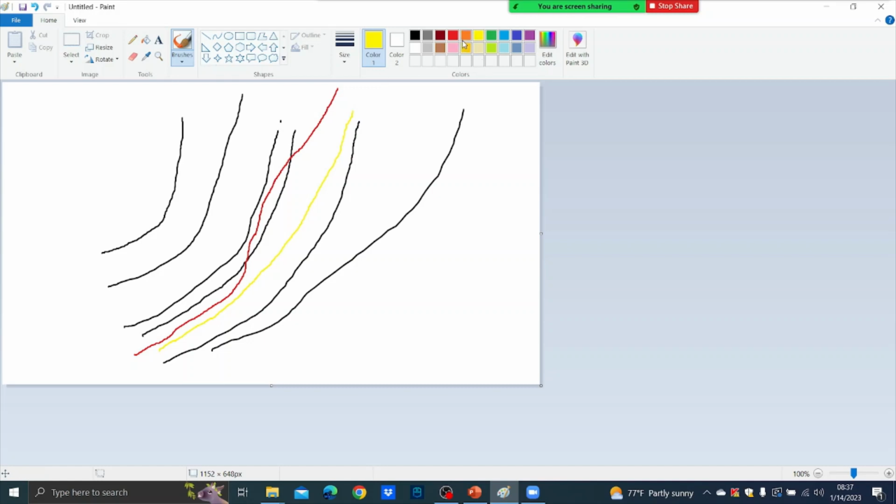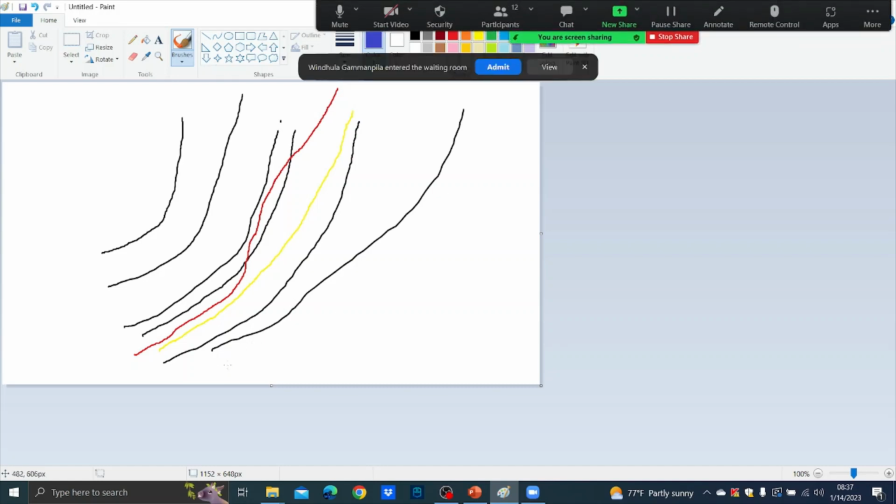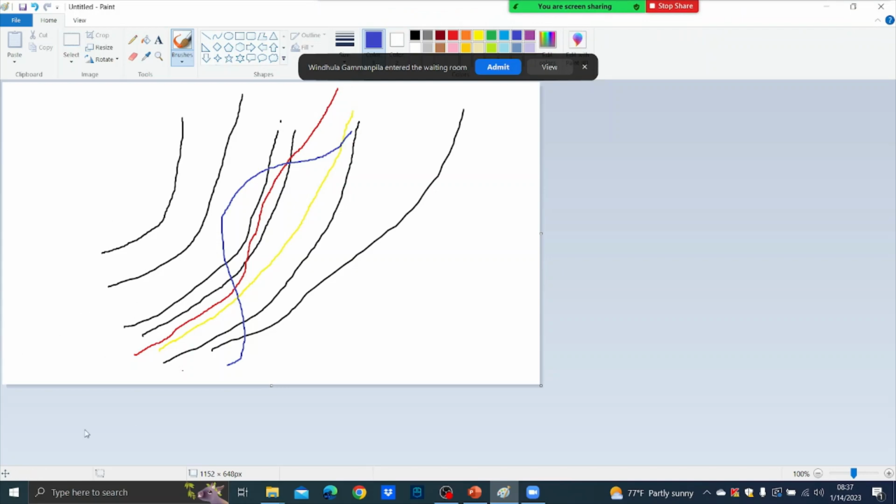But what if you are going to design a road like this? You are cutting many contours. That means here maybe you are going down, down, down, down, and then going up, up, up.